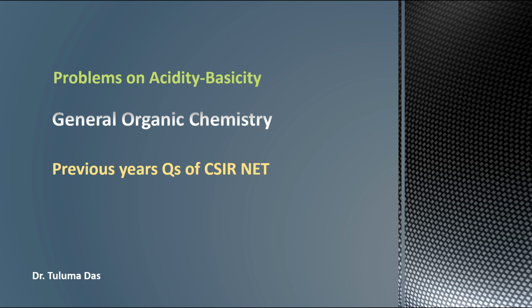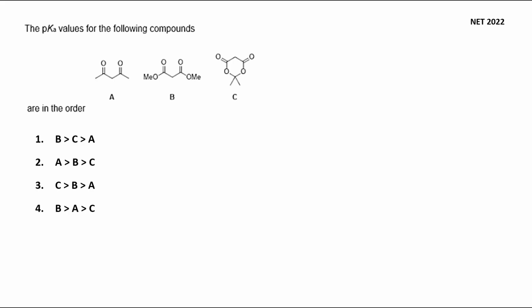Hello everyone, in this video I will discuss previous year's questions on acidity-basicity from CSIR-NET. So let's start. The first question: we have to find the pK values of the following compounds. Different orders are given in the options.